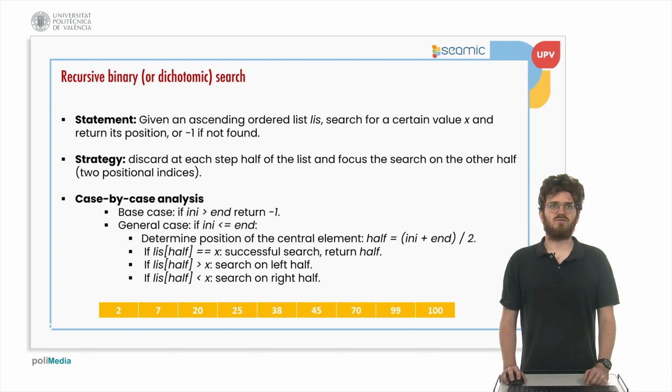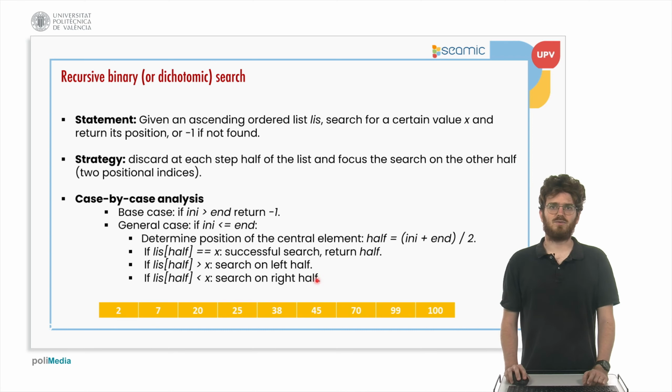In this case we call it binary or dichotomic because we split the list in two every time we go searching for the number. So at the beginning we start focusing on the whole list and we say, okay, if the number is here, it must be in the list. Then we locate the midpoint, in this case 38.